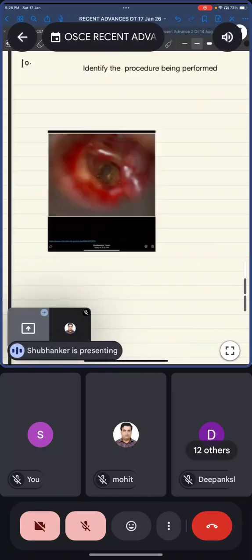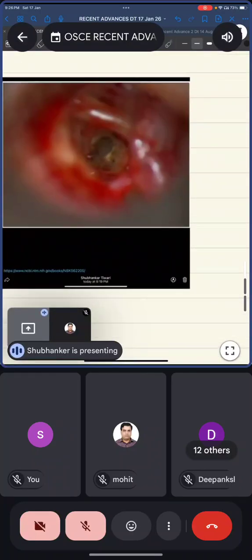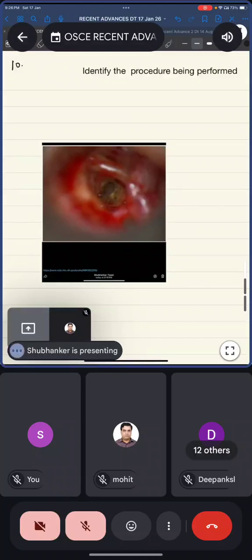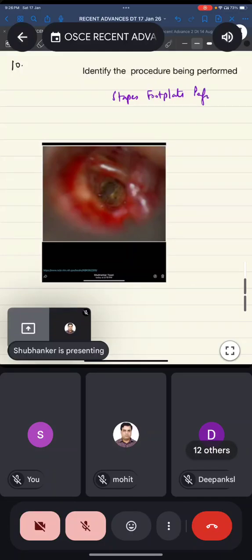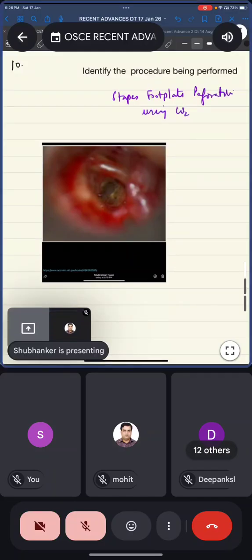ठीक है. Moving to the next question. Identify the procedure being performed. So laser का चौथा question है आज का. ठीक है. So this is your stapes foot plate perforation by using CO2 laser. ठीक है. Taken from this PubMed publication. Okay, placed it over here only.